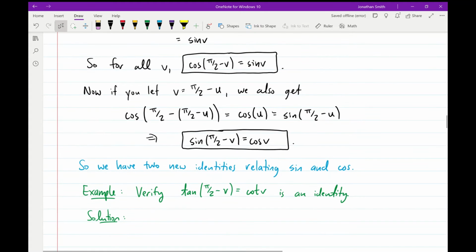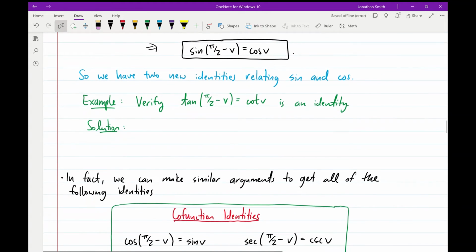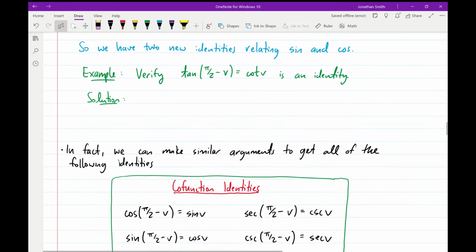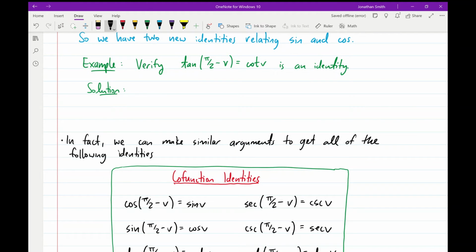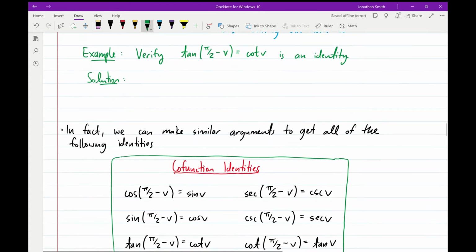Both of these identities are examples of cofunction identities. All right, so for our next example, let's verify another cofunction identity, the identity that states tangent of pi over 2 minus v is equal to cotangent of v. We start with the left-hand side and work our way to the right-hand side. So we have tangent of pi over 2 minus v, but we can use the quotient identity here, and this is sine of pi over 2 minus v over cosine of pi over 2 minus v.